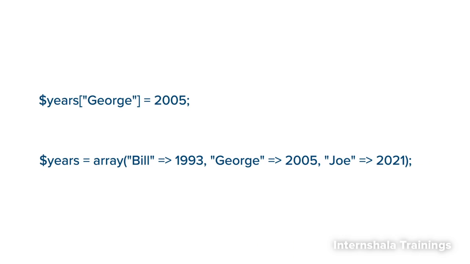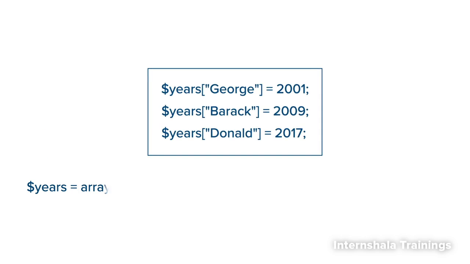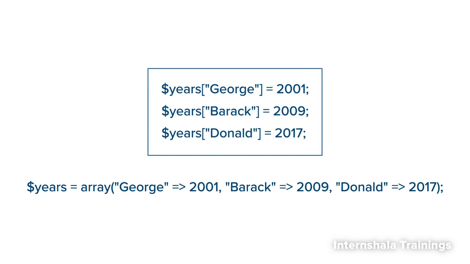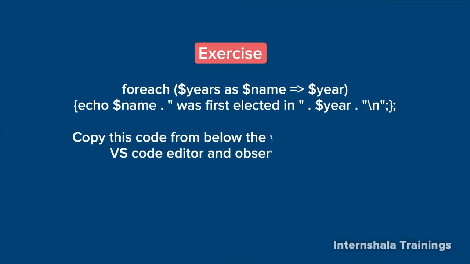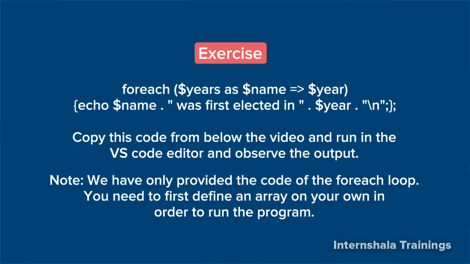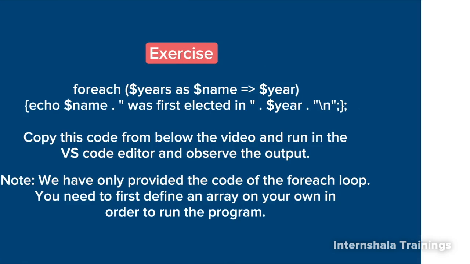Similarly, we can replace the value of an element like this, and we can add a new element like this. It works exactly the same as we have done in the case of numeric indexed arrays, with the only difference in the indices. Also, we can define this array element by element like this. In the case of associative arrays, we can use the foreach loop like this to print all the elements. Your task is to run this code and observe the output on your own.